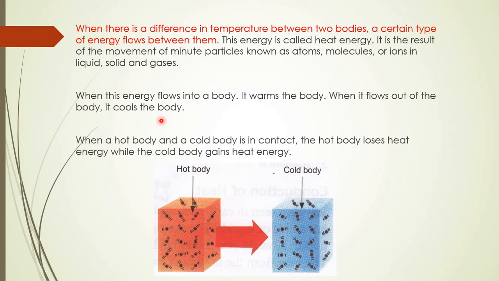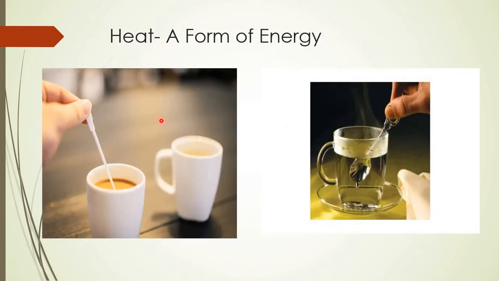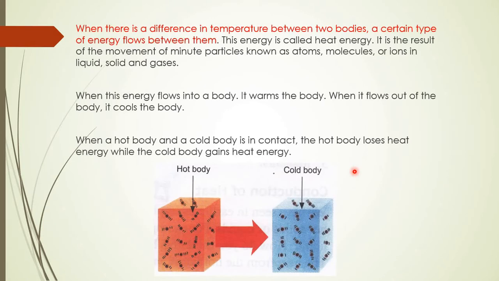See, in the case of this cup and spoon, the warm water and the spoon, the energy is flowing out from the hot water and goes inside the spoon. The spoon is absorbing that heat. So when energy flows into a body, it warms the body. In this example, the energy flows inside the spoon, so the spoon becomes warm, and it flows from the water, so the water is cooled.